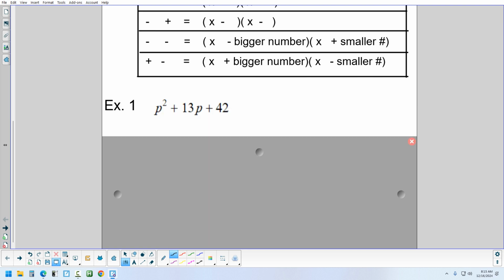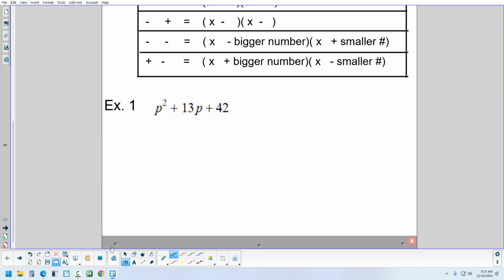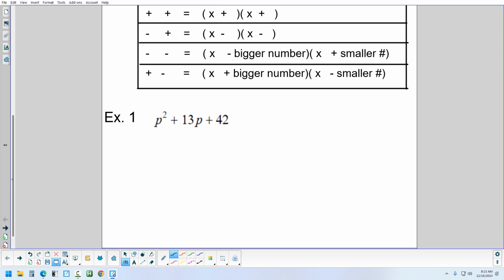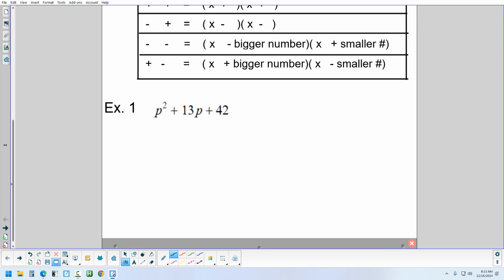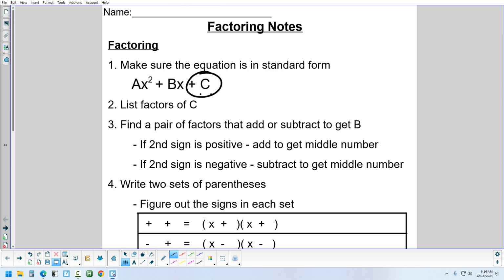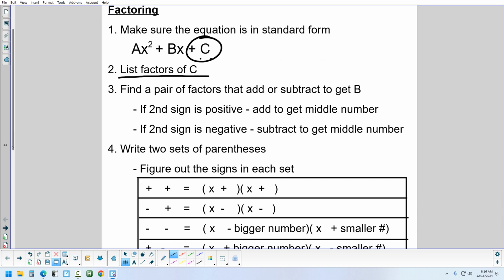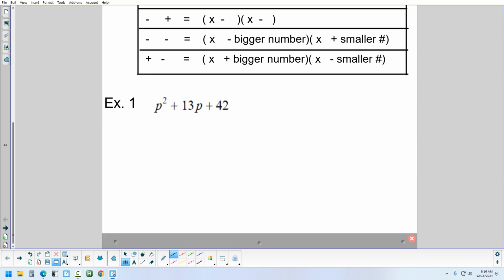Okay, so let's start with this one. p squared equals 13p plus 42. First thing, is that in the right order? Yeah. You're supposed to have the exponent of 2, then just the one with the letter, and then the one that's just a number. All right, so now, off to the side, we're going to list all the things that multiply to give me 42.